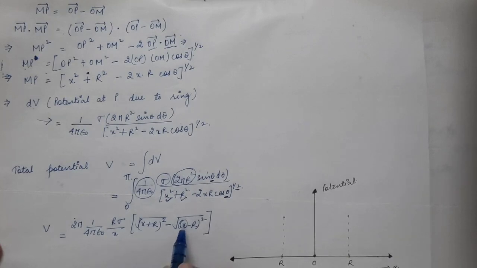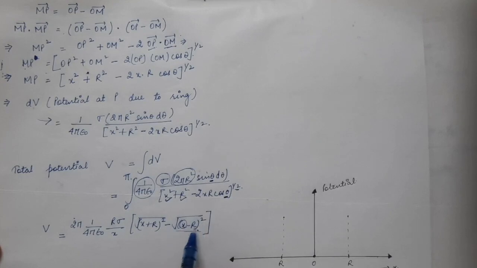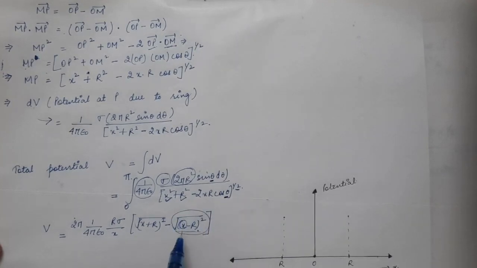So if the observation point is outside the shell, that is x is greater than capital R, then over here you will get x minus r. So over here you have the square root and inside you have x minus r whole square. So if x is greater than capital R, meaning the observation point is outside the shell, then this whole term will be equal to x minus r. But if the observation point is inside the shell, that is x is less than capital R, then over here you will write r minus x.